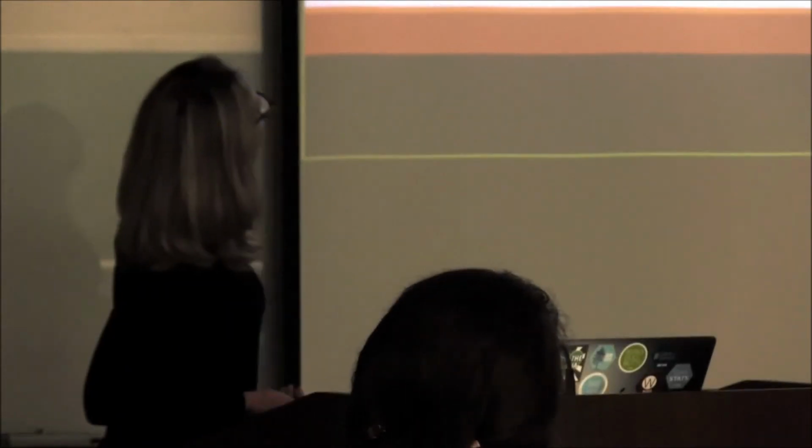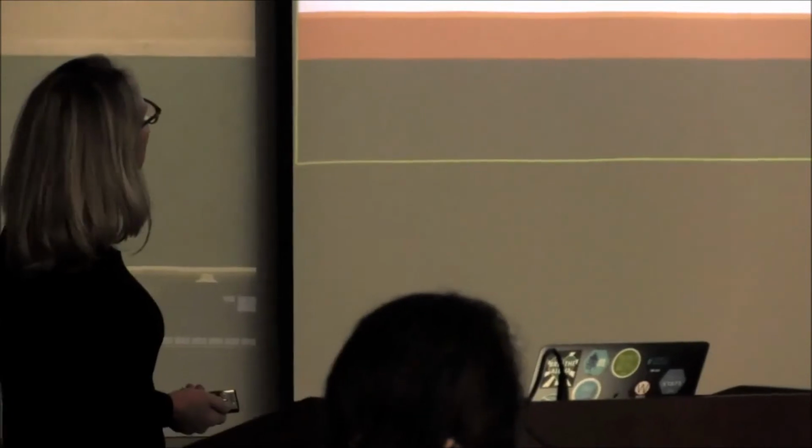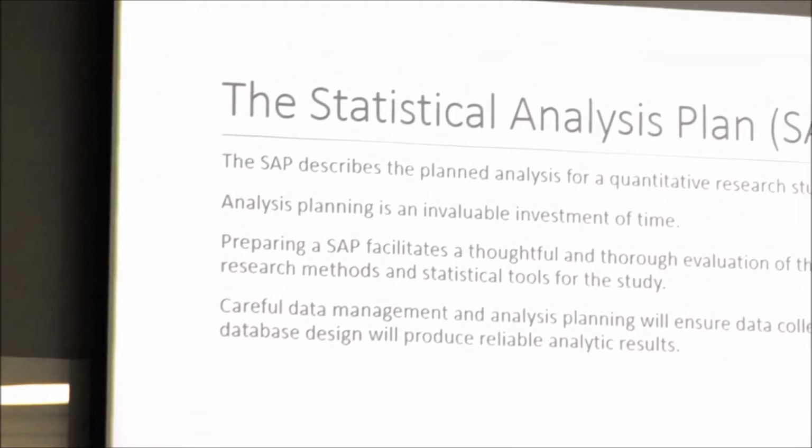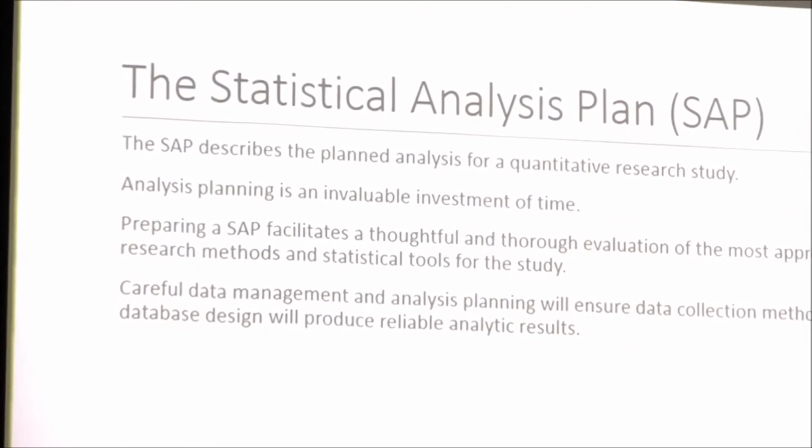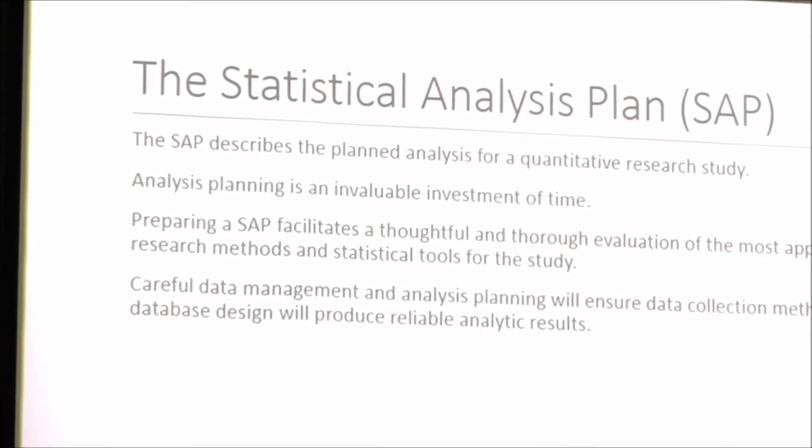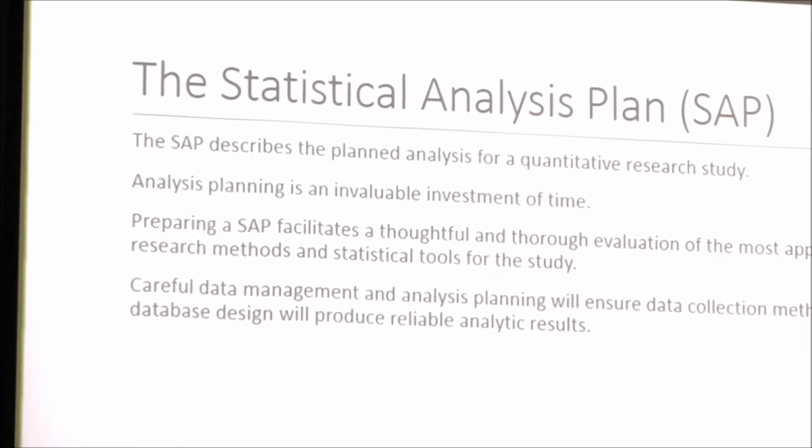So then the second best practice, again, is to work with your statistician to draft a statistical analysis plan. And the next slide is the statistical analysis plan, or the SAP, as it's called oftentimes in pharma. It is basically a document that in a very detailed way outlines your analysis plan for a quantitative research study. So putting this document together is an invaluable investment in time.